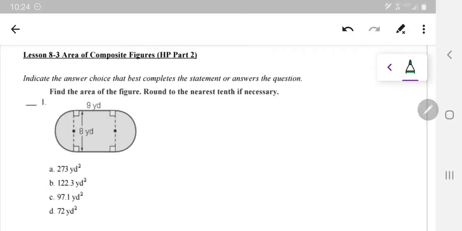Oh, hello. Day 3 of area of composite figures, or maybe day 4, I'm not sure. You guys are improving. I see it online with your scores.